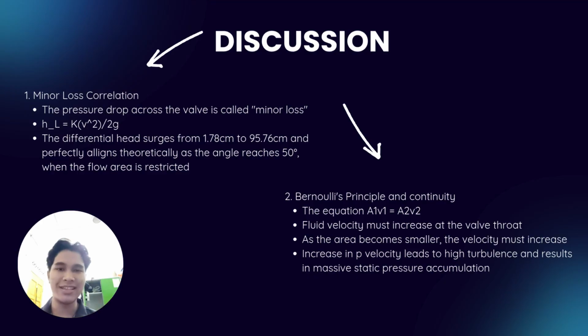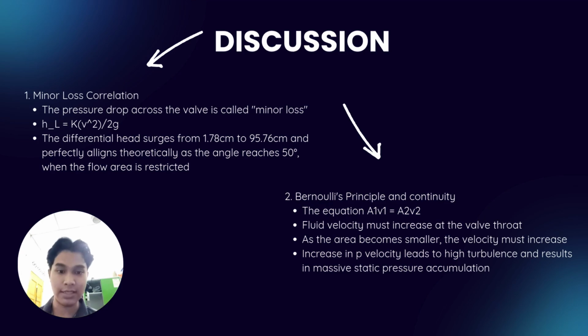This part is going to consider the major concepts that need to be understood carefully as to why the results vary over time. The first one is the minor loss correlation. The pressure drop across the valve is called minor loss. It is equated by the equation H_L equals K times V squared over 2g. The differential height surges from 1.78 centimeters to an amount that is so high, which is 95.76 centimeters. And this result perfectly aligns theoretically as it reaches 50 degrees, which is the highest angle, and the flow is completely restricted.